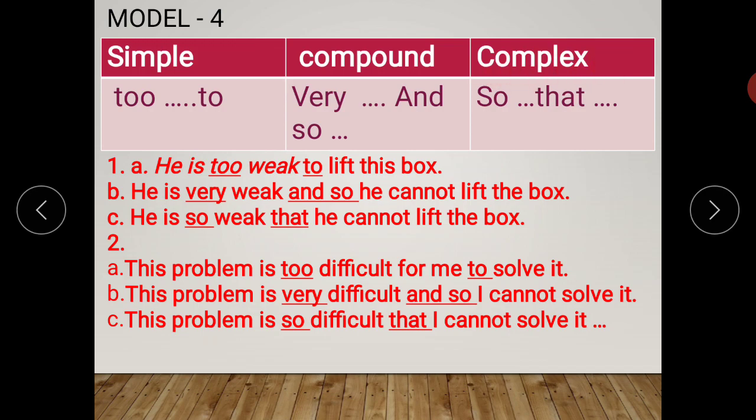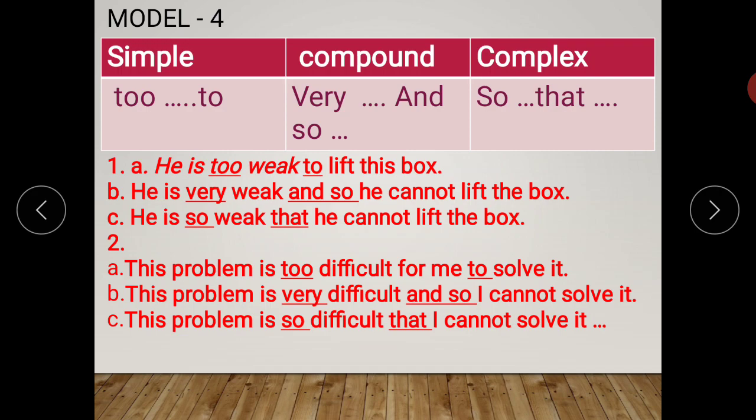Complex is going to be very easy. Instead of very, and so, we are going to use so that. This problem is so difficult. Main clause finished. Okay, here starts the subordinate clause. That I cannot solve it. That I cannot solve it does not give any complete meaning. It has to depend on the main clause for the complete sense. So the third sentence is a complex sentence. The second sentence is a compound sentence. So if you read all the three sentences, it does not give you any change of meaning.